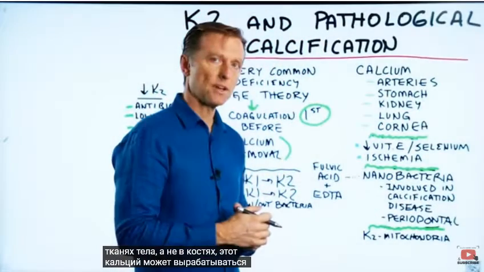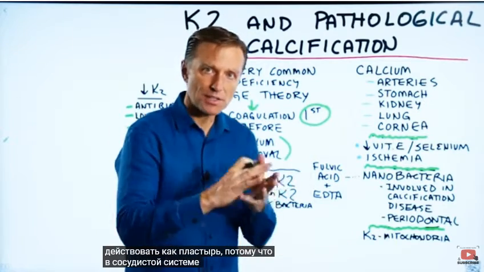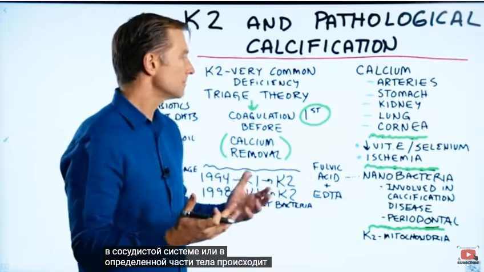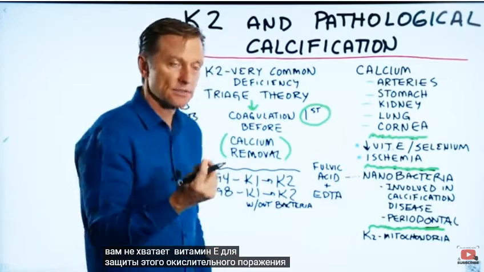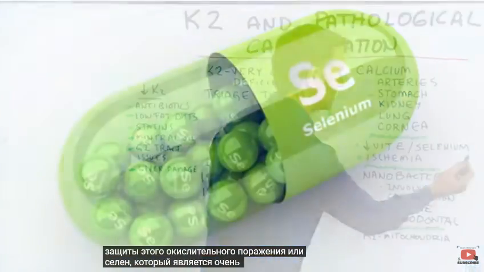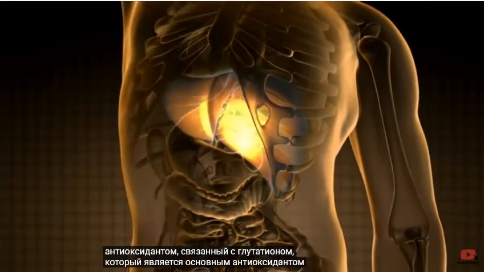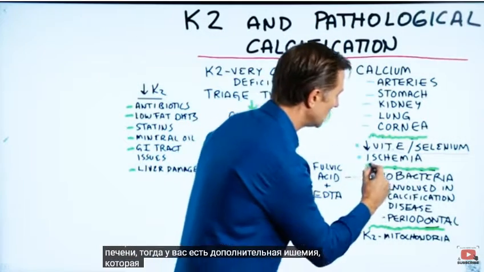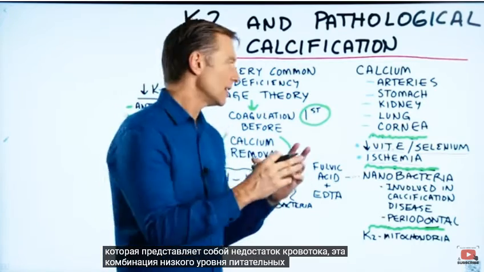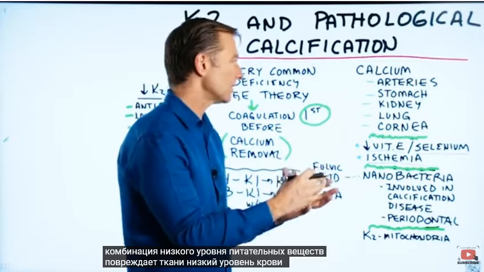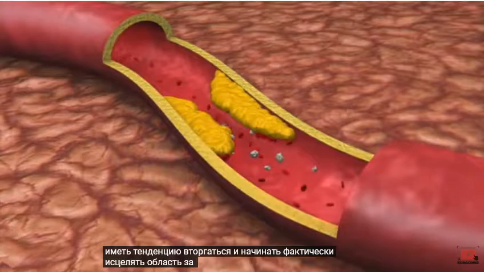This calcium could be developing as a need to act like a band-aid because there's oxidation in the vascular system or a certain part of the body. And let's say you don't have enough vitamin E to protect that oxidative lesion, or selenium, which is a very powerful antioxidant involved with glutathione, which is the main antioxidant of the liver. Then you have the added ischemia, which is a lack of blood flow. That combination of low nutrients, damage to the tissues, low blood flow, calcium will tend to invade and start to actually heal the area at the expense of clogging an artery.